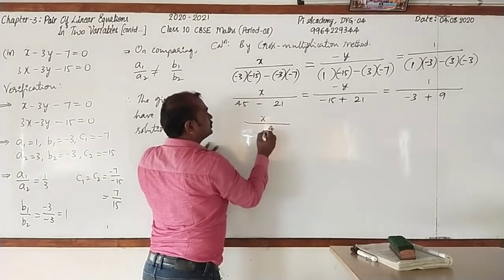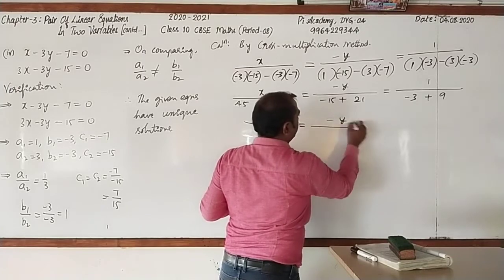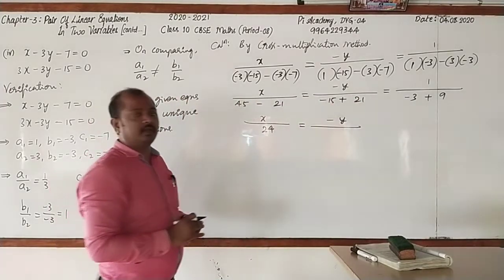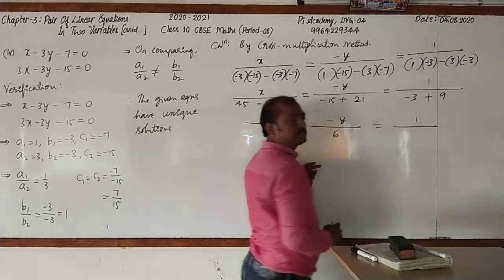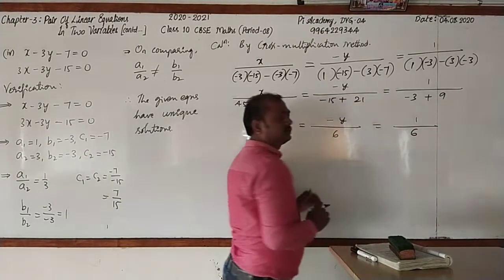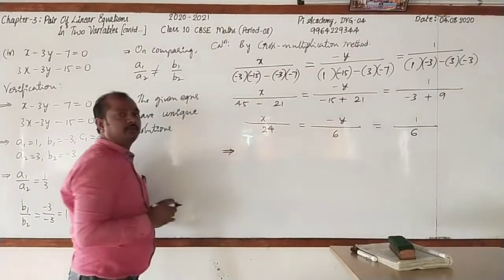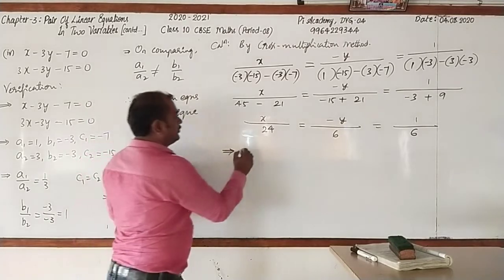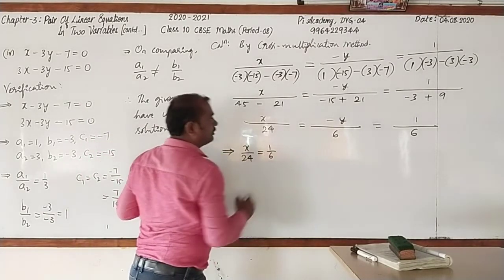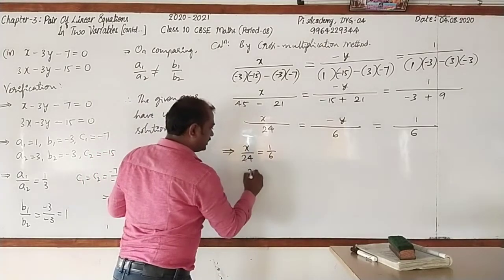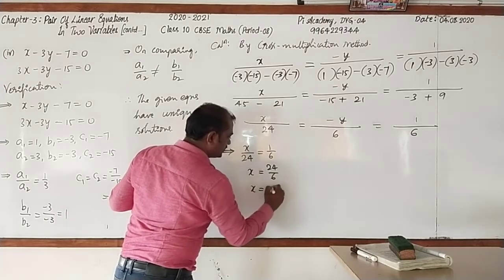or else 5 minus 1, 4, 4 minus 2, it is 2. This is equal to minus y by, what is minus 15 plus 21? This will be plus 6. It is 1 by, minus 3 plus 9, this is 6. Got it? Now, in the next step, we are going to find the values of x and y. First, you take the x term, then equate this to the constant 1 by 6. Cross multiply. x equal to 24 by 6. 6 ones are 6, 6 fours are 24.